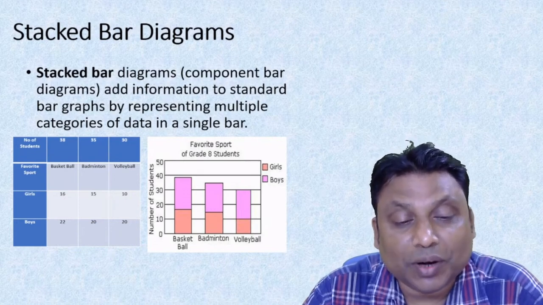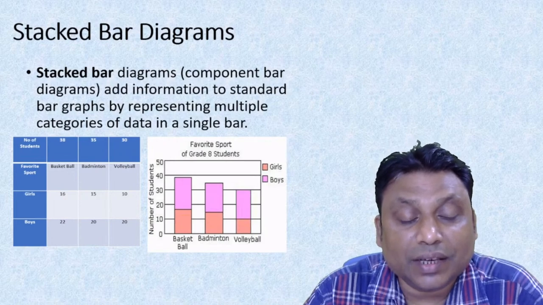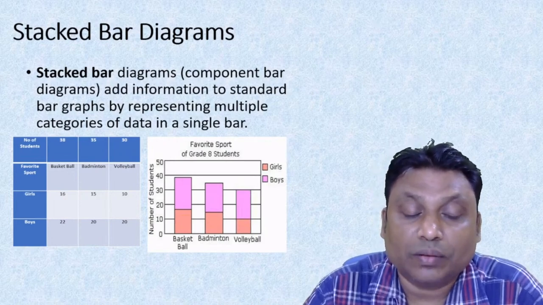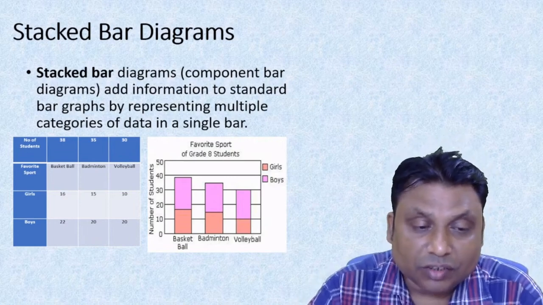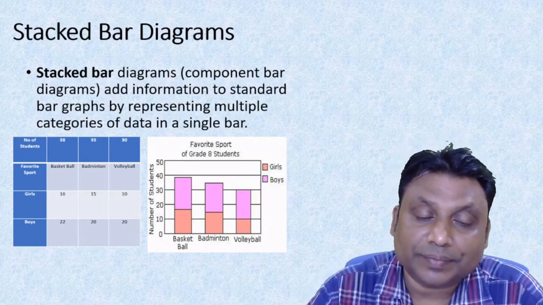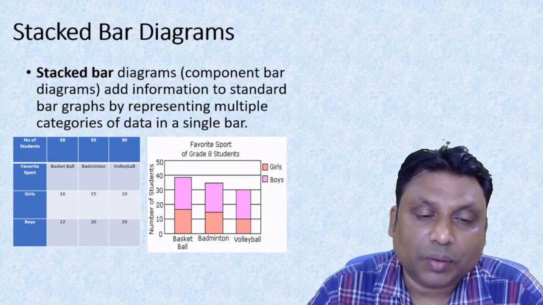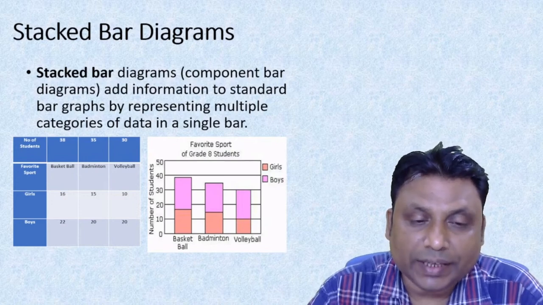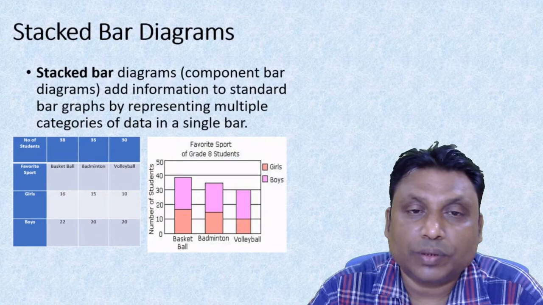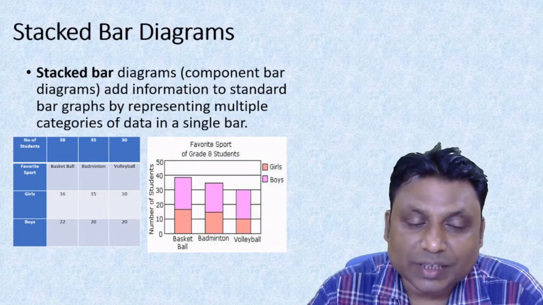So in this figure, what happened? Now, three conclusions we can draw. Suppose the first diagram, basketball. First, the orange color represents the girls, and the purple color represents the boys. If you add these two, it represents the total number of students. Yes or no? So in this case, what happened?